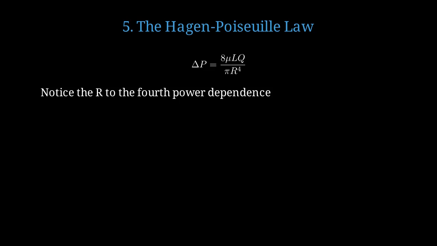For laminar flow in circular pipes, we can derive an exact relationship between pressure drop and flow rate. The Hagen-Poiseuille law states that pressure drop equals 8 times viscosity times length times flow rate, divided by pi times radius to the 4th power. Notice the incredibly strong r to the 4th power dependence. Halving the radius increases pressure drop by a factor of 16.